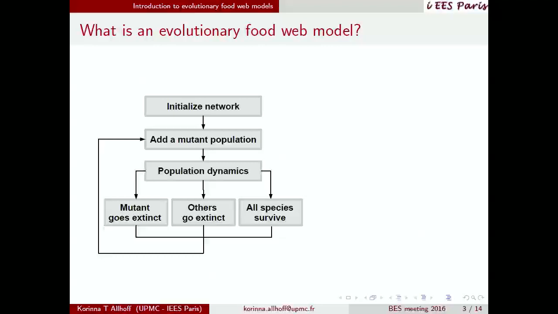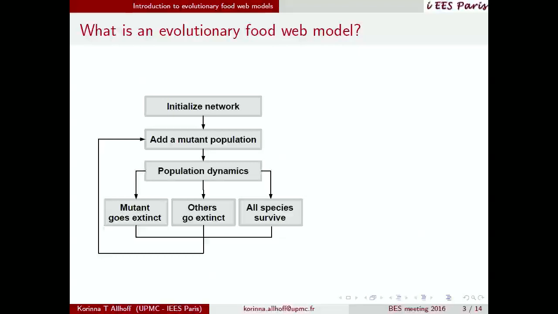So you start with an initial network. It might be something simple, like only a consumer resource model. And then you add a mutant population. So you have a network, and you just add a new node, and you say this new node is representing a mutant of that node that you already had. So it's similar. It's supposed to be evolution.